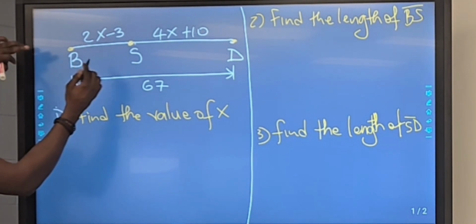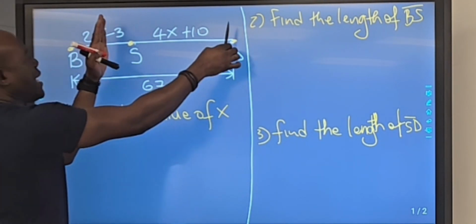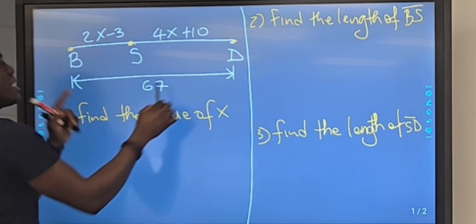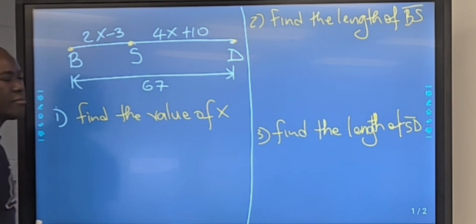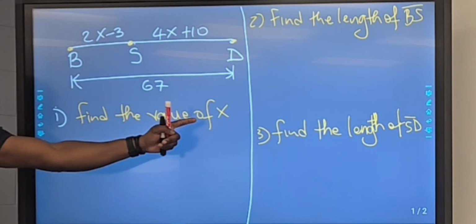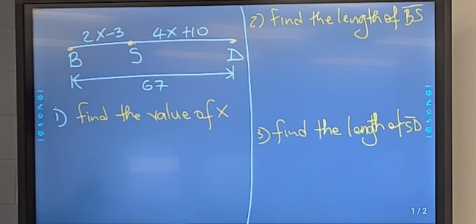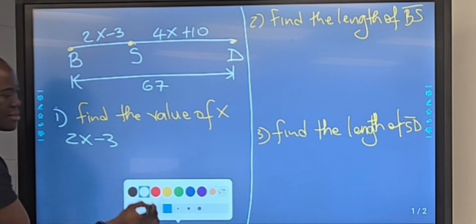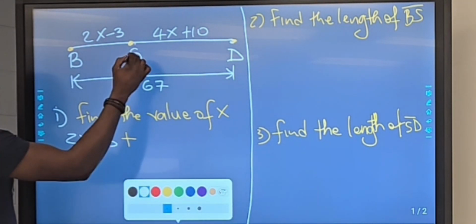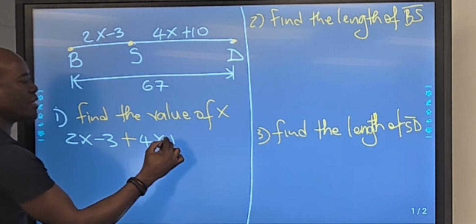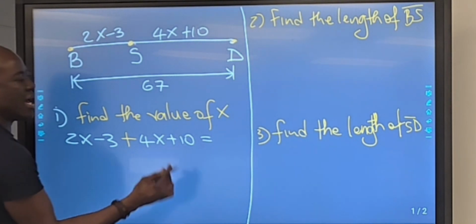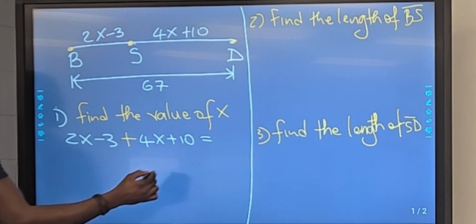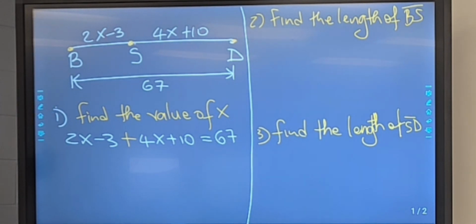So what this is suggesting is that this is BS, 2x minus 3. This is SD, 4x plus 10. And all of this length from B to D is 67 right here. You're seeing it, it's there. Now, how would you find a value for x? You're going to set up the idea. The idea is that BS, which is 2x minus 3, plus SD, which is 4x plus 10, when you add it together, part plus part gives the whole thing. But this whole thing is what? Anybody? 67. That's the whole thing.